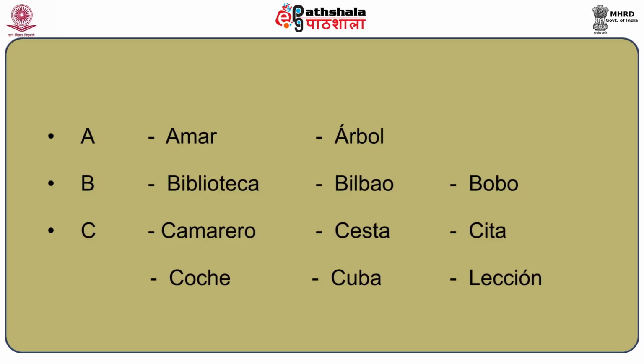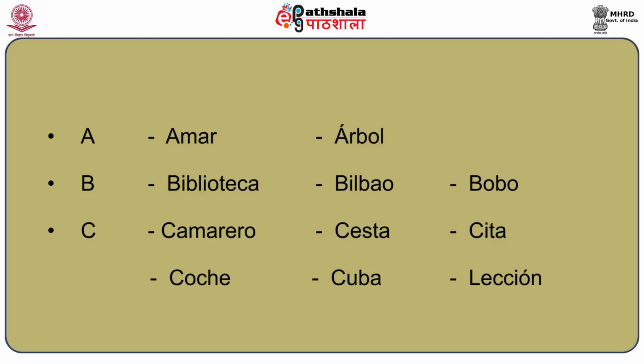For the letter A, we have words like amar or árbol. B, like biblioteca, Bilbao or bobo. C is camarero, coche, y Cuba. So remember, when this C comes before the vowels A, O and U, it is pronounced as Ka. But when it comes before the vowels E and I, it is pronounced as Se. So cesta y cita.